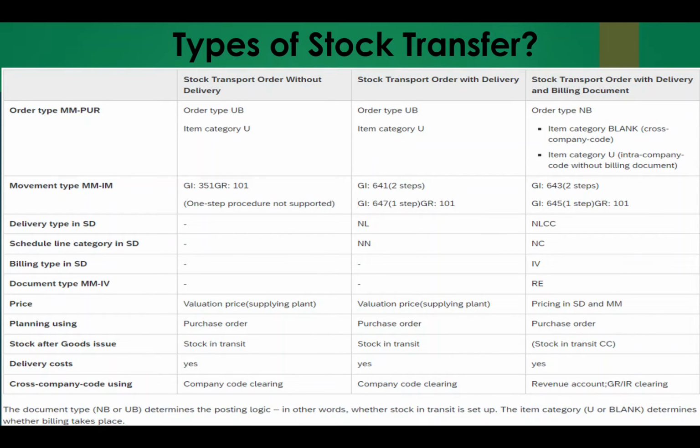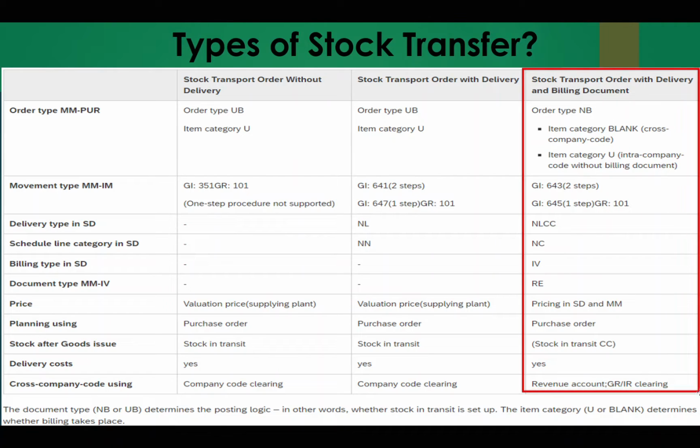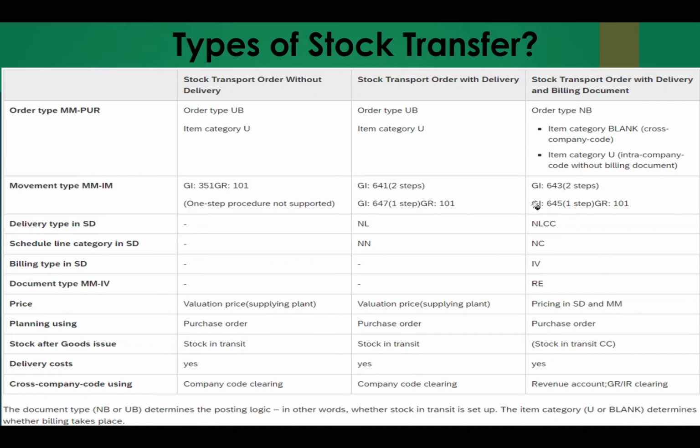Okay, so if I show you this diagram, out of this we will see the last part today. Here the document type will be NB, then item category will be blank, then we will use this movement type. If one step movement, then we will use 645. If two step movement, then we will use 643 plus 101. Then configuration, so delivery document will be NLCC, then in billing will be IV.